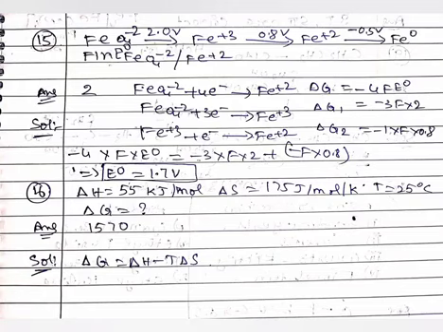Next one, it's a direct question where they have given delta H, delta S and T, and they are asking us to calculate the delta G value. Here we need to convert the units, kilojoules to joules, and 25 degrees centigrade into Kelvin, so that you will get the delta G as 1570. Here I forgot to mention the units for delta G. It is joule per mole.